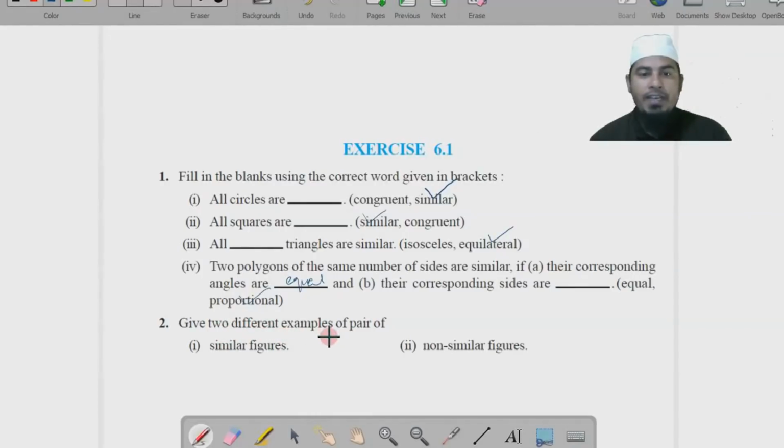Give two different examples of pairs of similar figures and non-similar figures. For similar figures, your passport size photograph and a slightly bigger one are similar. Many non-similar figures you come across: your mobile phone and your telephone are not similar. Your mobile phone and laptop are different, they are not similar. For example, isosceles triangles with different angles are not similar. In this way, we have covered exercise 6.1.